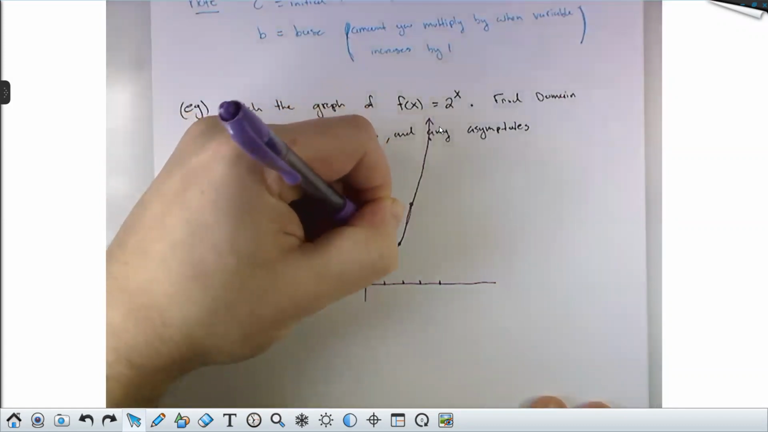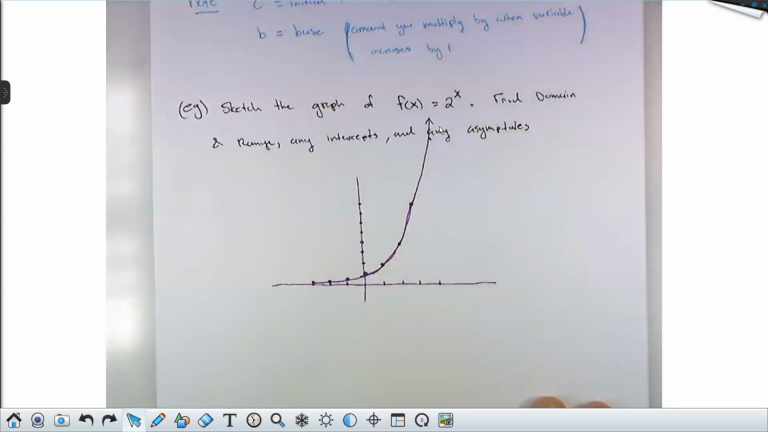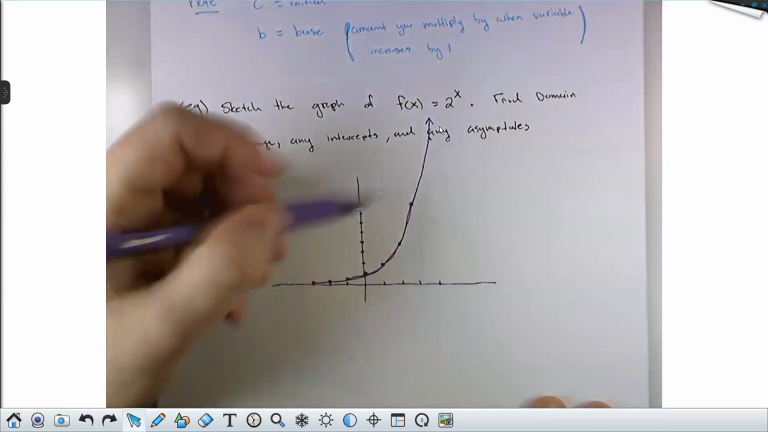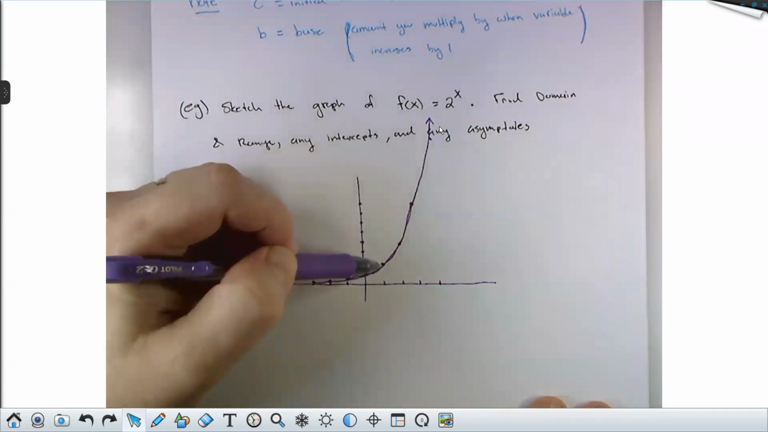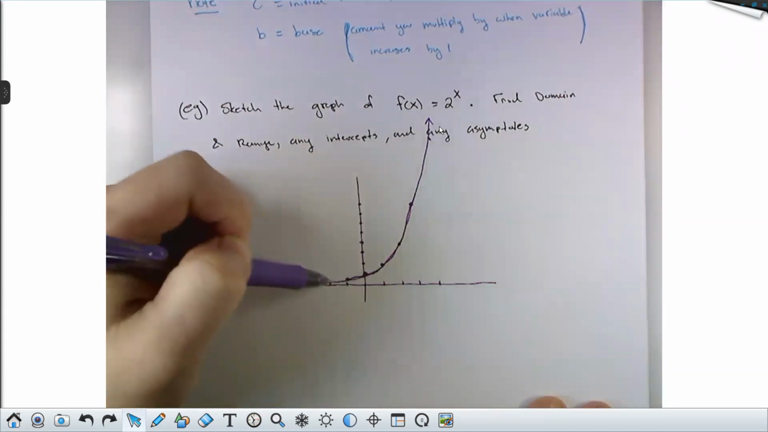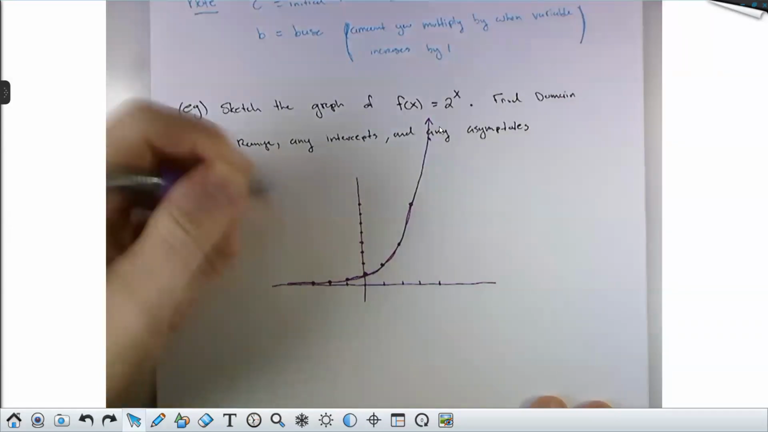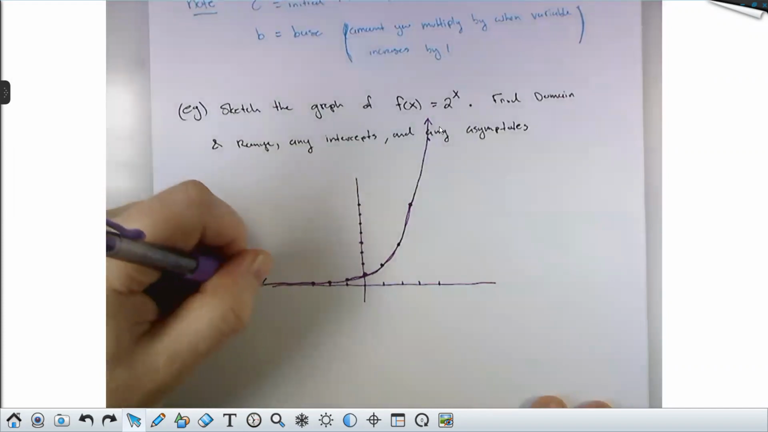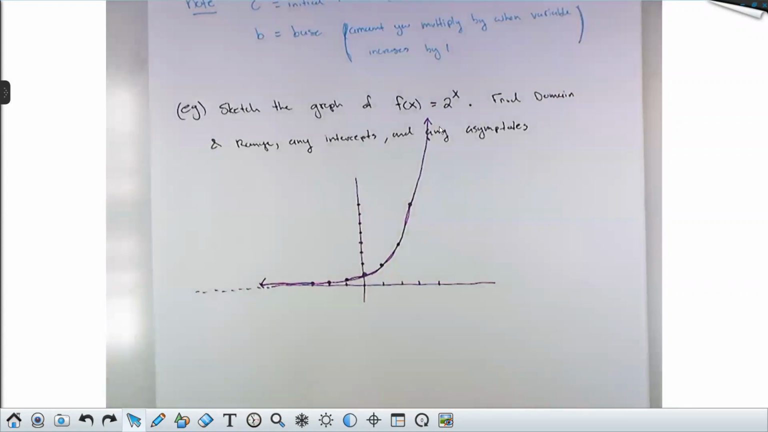So every time we go up by 1 on the x-axis, we're doubling the height. And the opposite is true as you walk to the left. Every time you go to the left 1 unit, the height gets cut in half. What that means is that as we walk over this way, the height's getting cut in half every time I go to the left by 1. So we're going to get very, very small as we go off to the left.